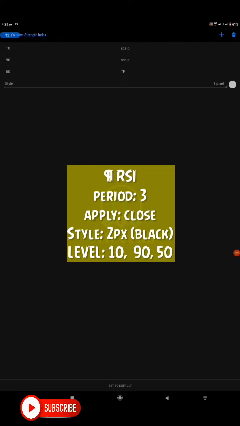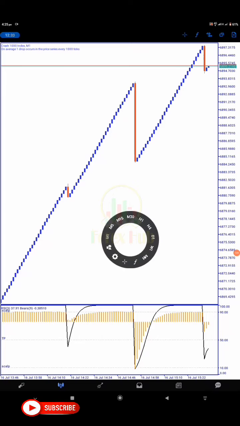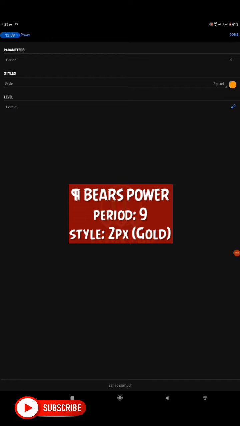For the levels, you add just 3 levels: 10, 90 and 50. The level 10 I just target as scalp, the 90 to scalp, and the 50 should be your TP, 1 pixel and then white. After you are done with that, you just go back and click on done, and then you have your MA.